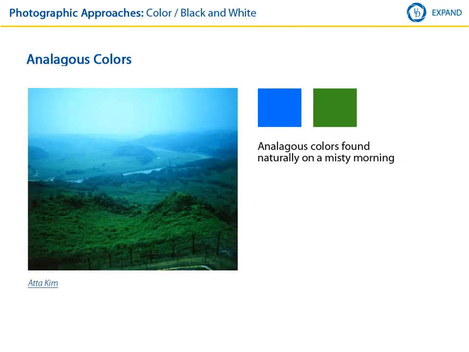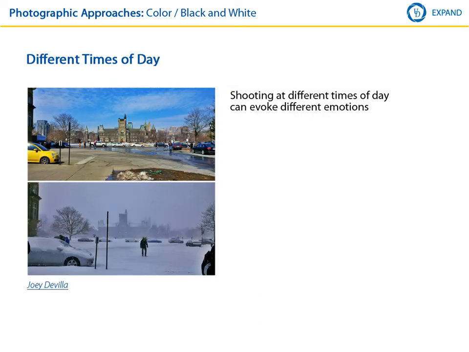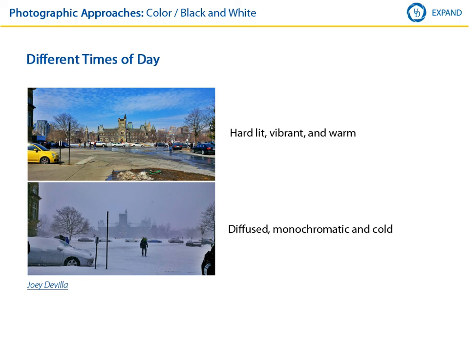Ada Kim captured a tranquil scene by using the naturally found analogous colors of blue and green on an early morning misty day. Shooting during different times of the day, under the various lighting conditions discussed in a previous lecture, can give you a variety of results. Take for example these images shot a day apart in Toronto by Joey Davila. We go from a vibrant and warm feeling hard-lit scene to a monochromatic and diffuse lit cold feeling scene.